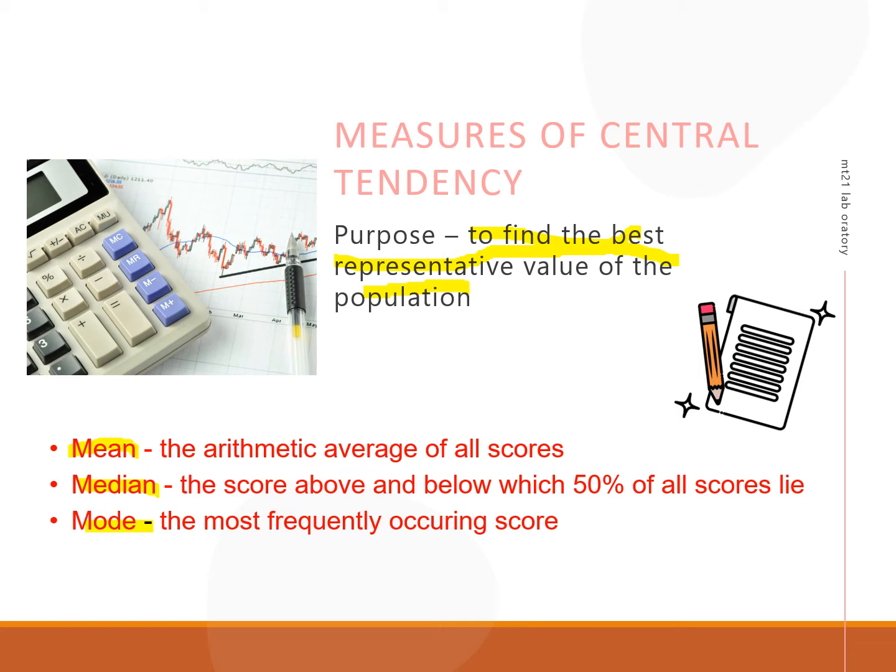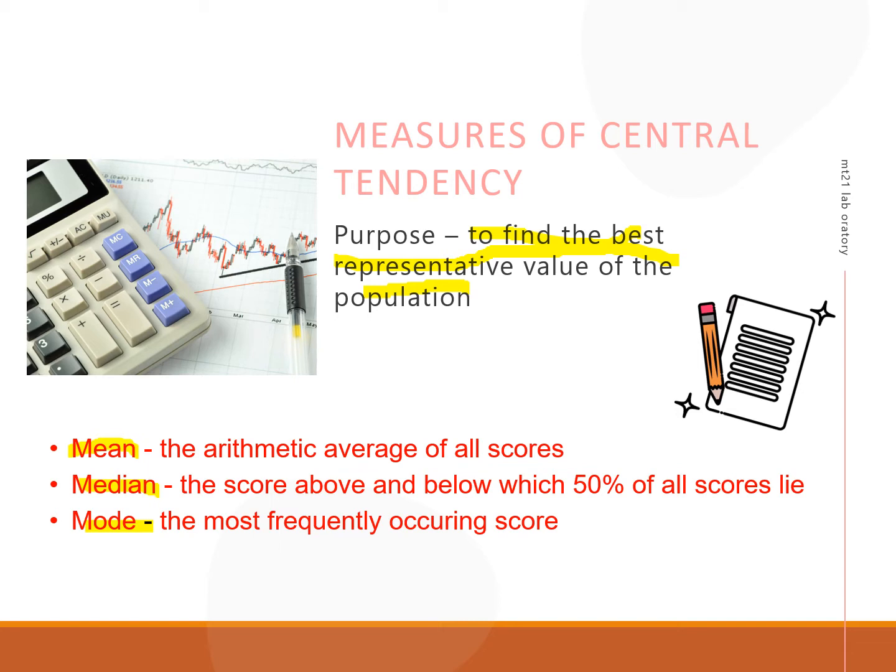The mean is defined as the arithmetic average of all scores. It's like getting the average of all your results or all of your numbers. You add and you divide to get the mean. Then you also have the median, the score above and below which 50% of all scores lie. In a particular data set, we arrange the values, and the value in the middle is the median.